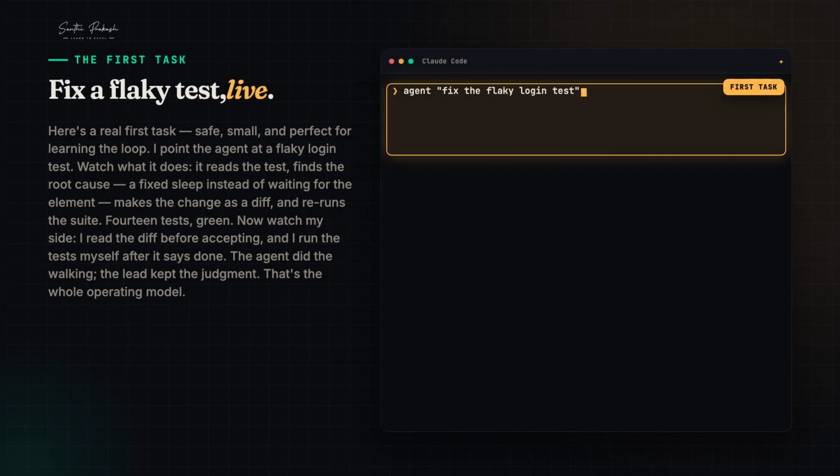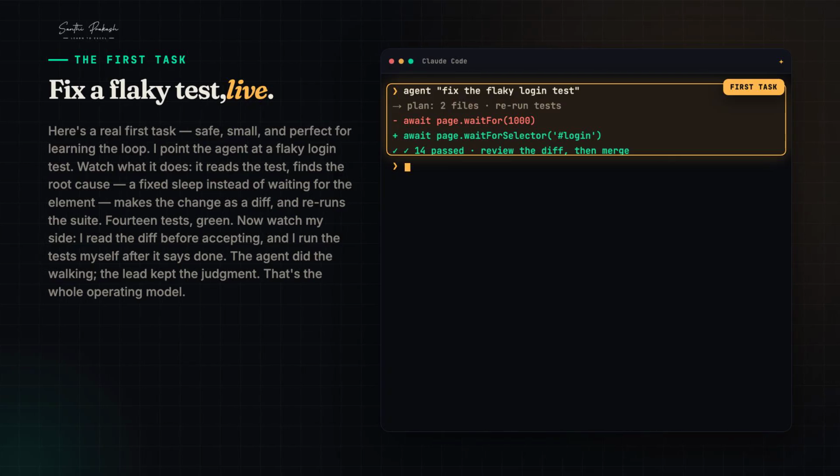Here's the real first task: safe, small, and perfect for learning the loop. I point the agent at a flaky login test. Watch what it does. It reads the test, finds the root cause, a fixed sleep instead of waiting for the element, makes the change as a diff and reruns the suite. 14 tests, green. Now watch my side. I read the diff before accepting and I run the test myself after it says done. The agent did the walking, the lead kept the judgment. That's the whole operating model.